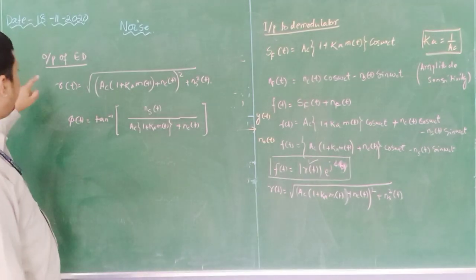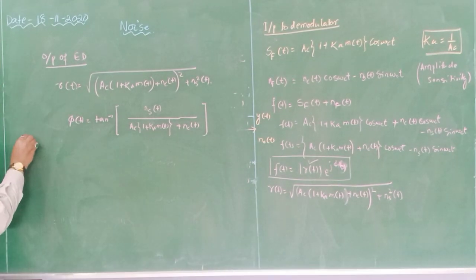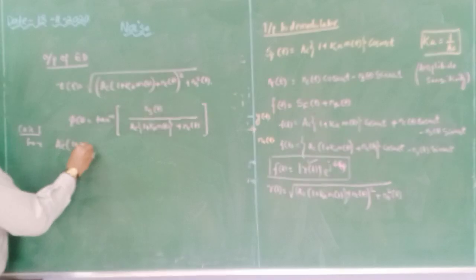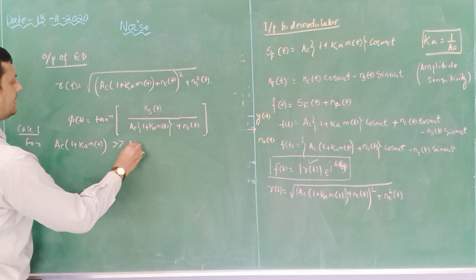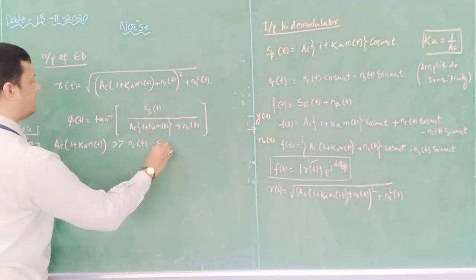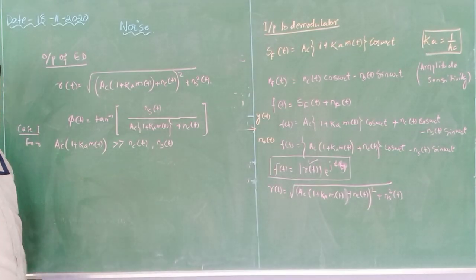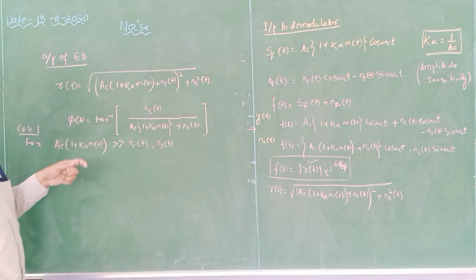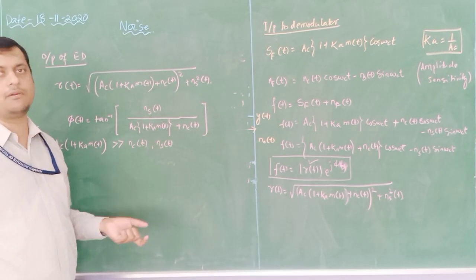Then next we have to identify the cases I have told. For case 1, Ac(1 + Ka m(t)) is very much greater than Nc(t) as well as Ns(t). This is the first case because we need to compare the amplitude, we need to extract, we need to identify the SNR value, we need to identify the figure of merit, then only we can justify whether this system is feasible or not.